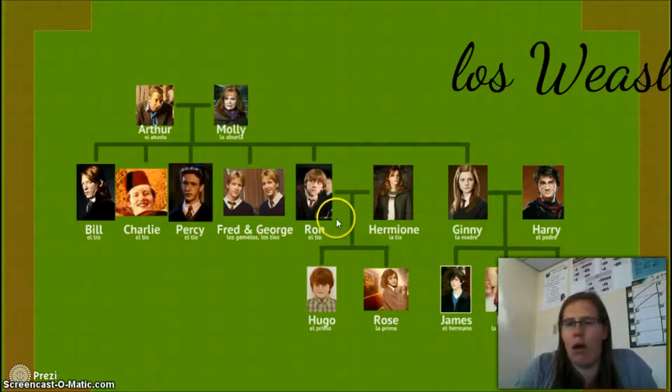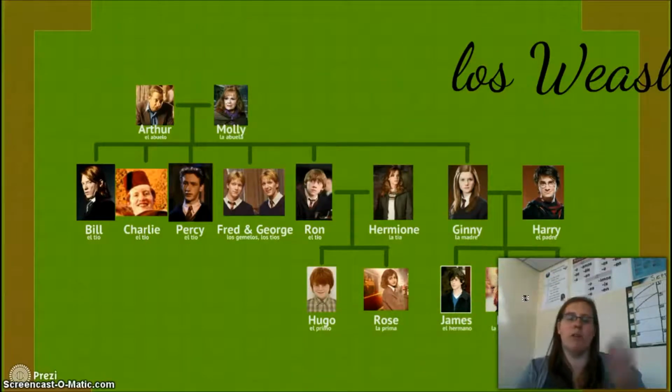So, Hermione and Ron also have children. They also have hijos. So their hijos are Hugo and Rose, which would make them prima and primo to these children over here. So primo and prima is going to be your cousins.